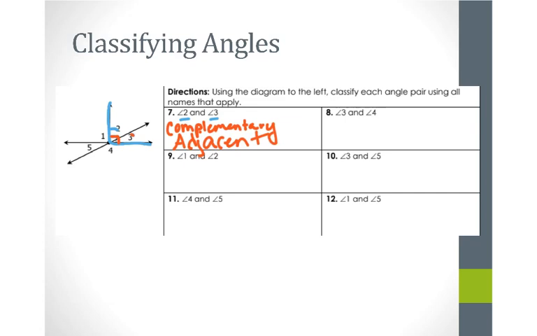Now, let's look at number 10. I'm looking at angle 3 and angle 5. Let's see if I make the bow tie. I do. So angle 3 and angle 5 would be considered vertical. They can't be considered anything else because they don't add up to equal 180, they don't add up to equal 90, and they're not next to one another. So it would just be vertical.